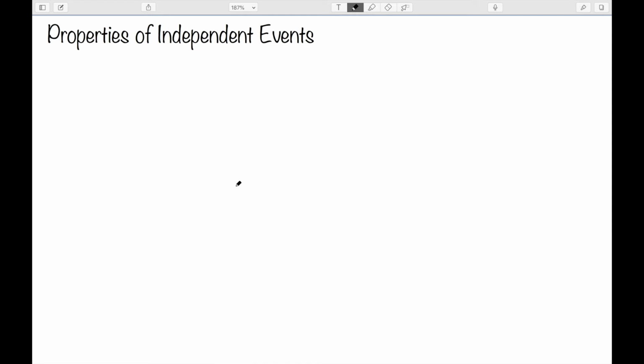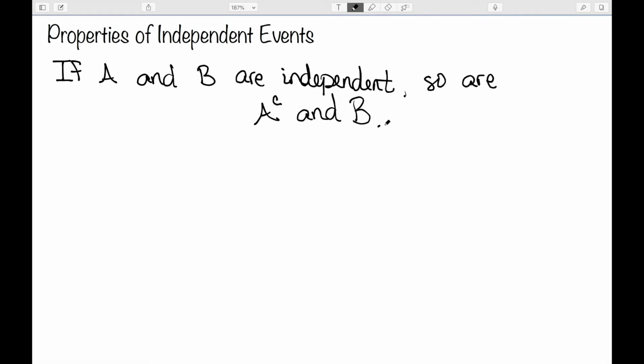I now want to look at some properties of independent events. First, if A and B are independent, then so are A complement and B. This also tells me that A and B complement are independent, and A complement and B complement are independent.